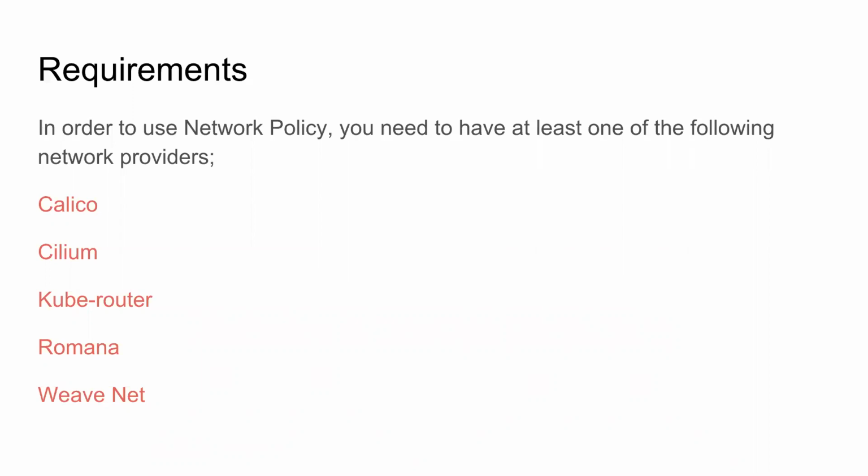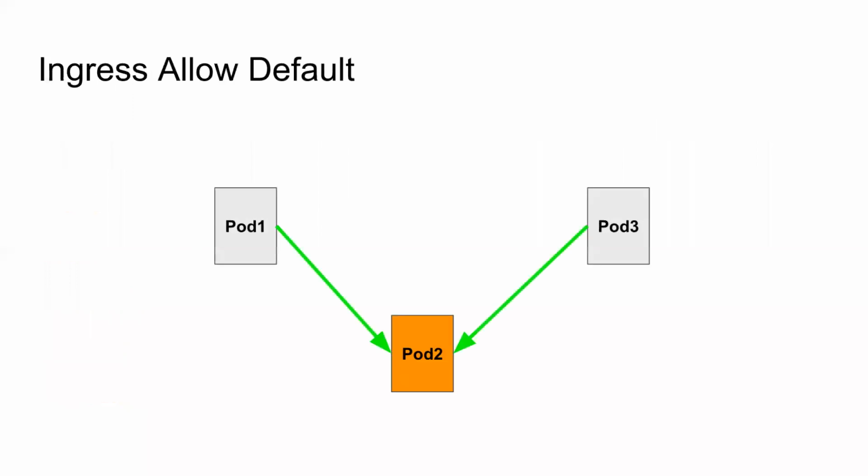In this session, we will use Calico in order to do this. By the way, while we are waiting for this one, okay, we can continue, no problem. If I want to visualize this thing, for example, if you want to allow default Ingress connection to pod 2, that will be something like this, okay?